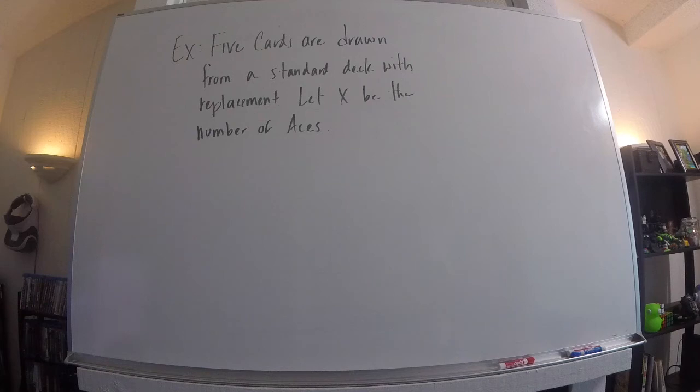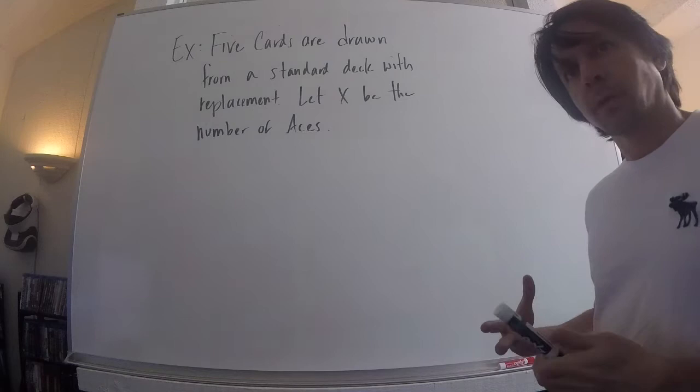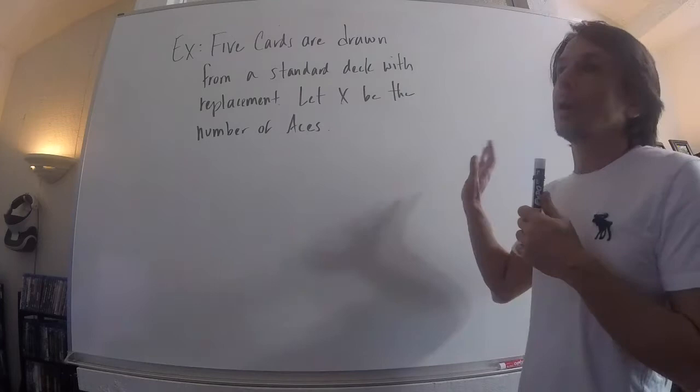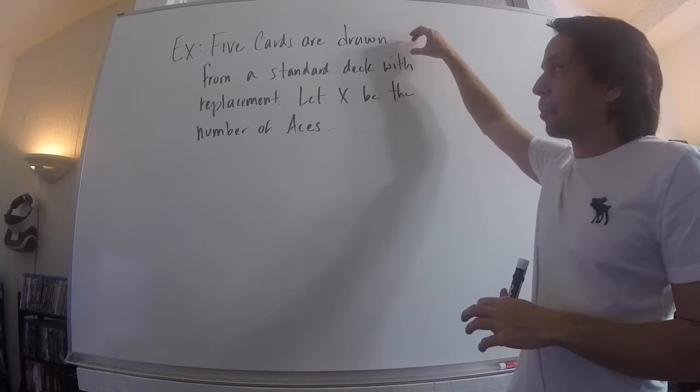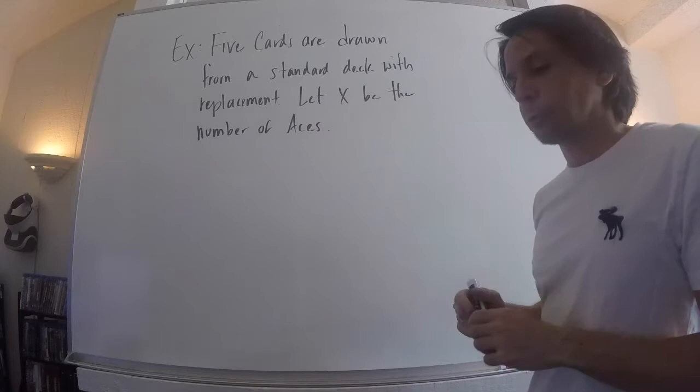Okay, we're in chapter 9, but before we get started, I'm going to do a little thing that's not officially part of the notes, but it will help us understand it. So it's going back to an experiment, it's binomial. Five cards are going to be drawn from a standard deck with replacement, meaning we're putting it back, and we're going to count the number of aces. We're going to let X be the number of aces.